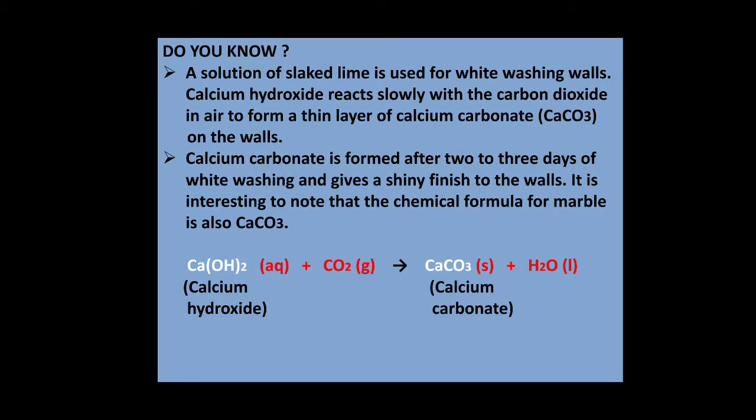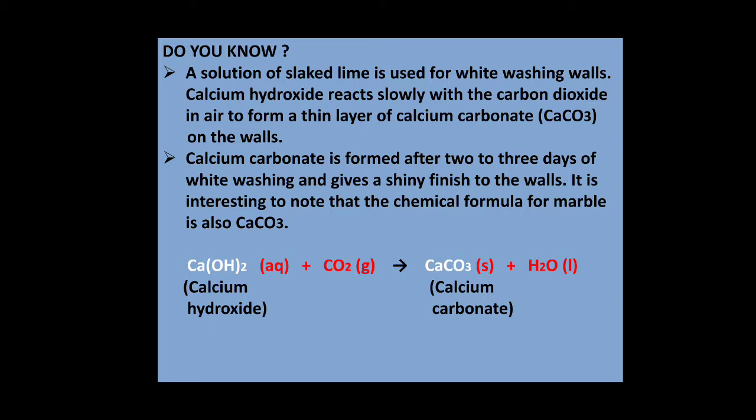Next, do you know a solution of slaked lime is used for whitewashing walls? As you have seen, slaked lime is used as a whitewashing material in households. Calcium hydroxide reacts slowly with the carbon dioxide in the air to form a thin layer of calcium carbonate on walls, which is white in color. You see that color after some time when atmospheric carbon dioxide reacts with this slaked lime. Calcium carbonate is formed after 2 or 3 days of whitewashing and gives a shiny finish to the walls.